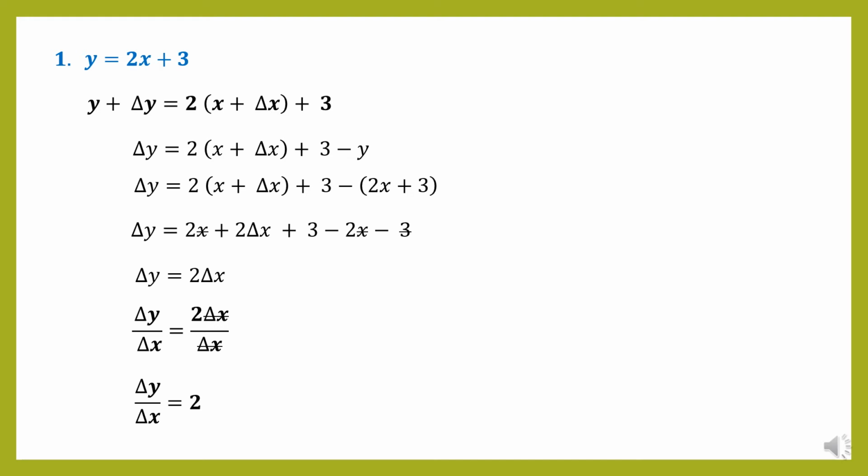And the last step is we're going to establish the limit as increment of x approaches 0. Therefore, the limit as increment of x approaches 0 of increment of y divided by the increment of x is equal to 2. And that is the derivative of y equals 2x plus 3, which therefore is equal to 2.